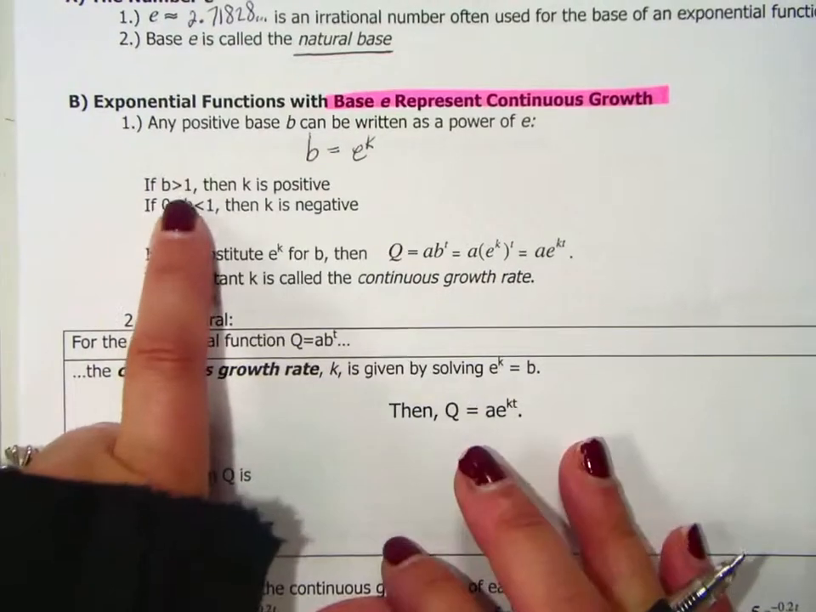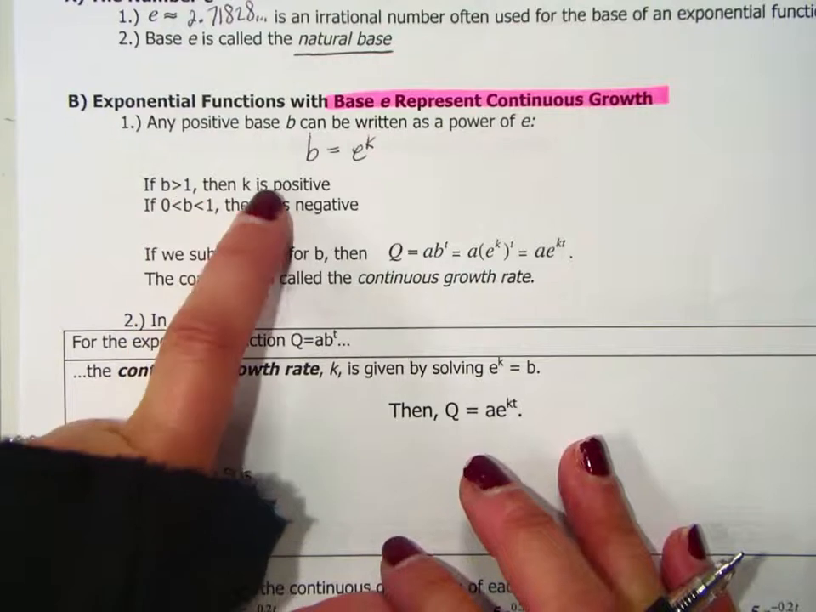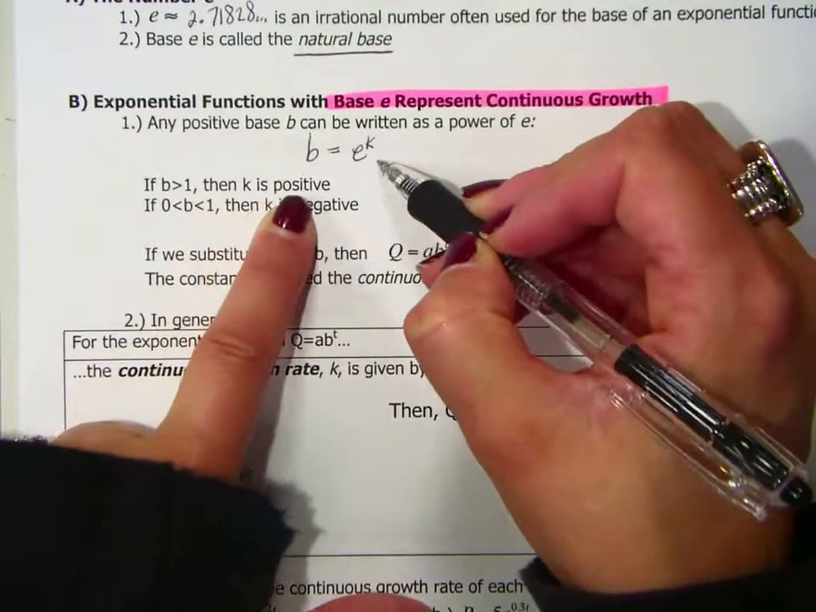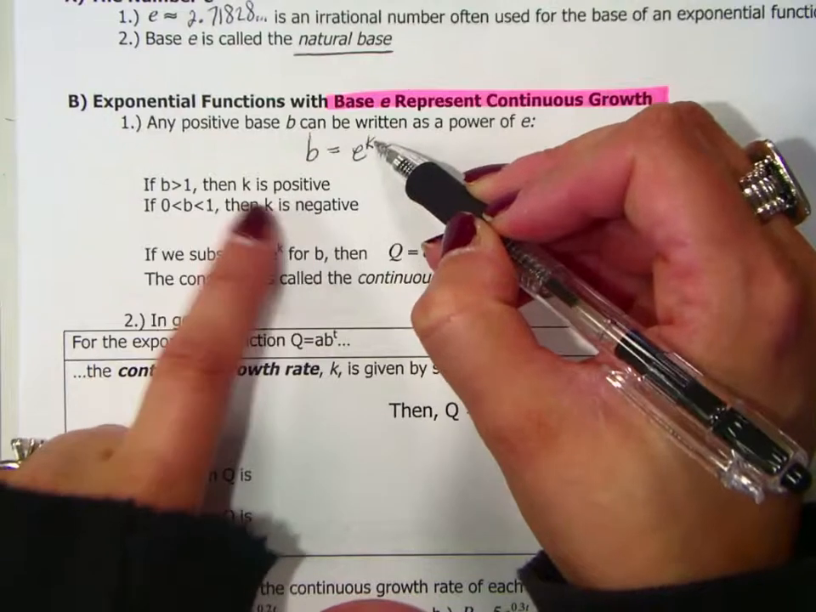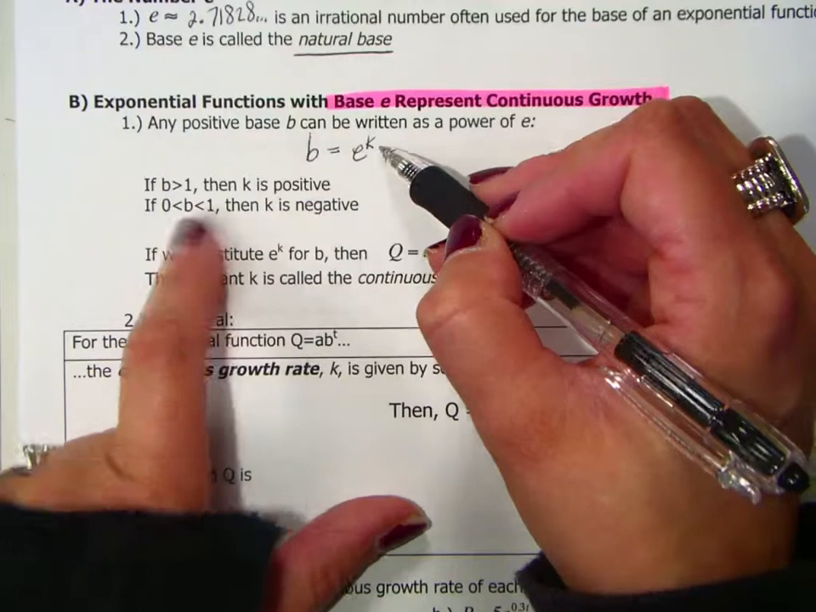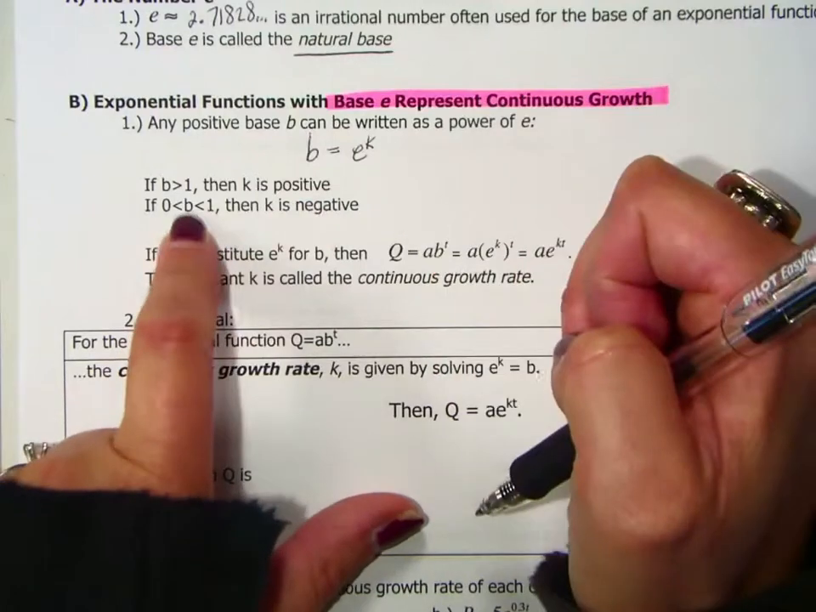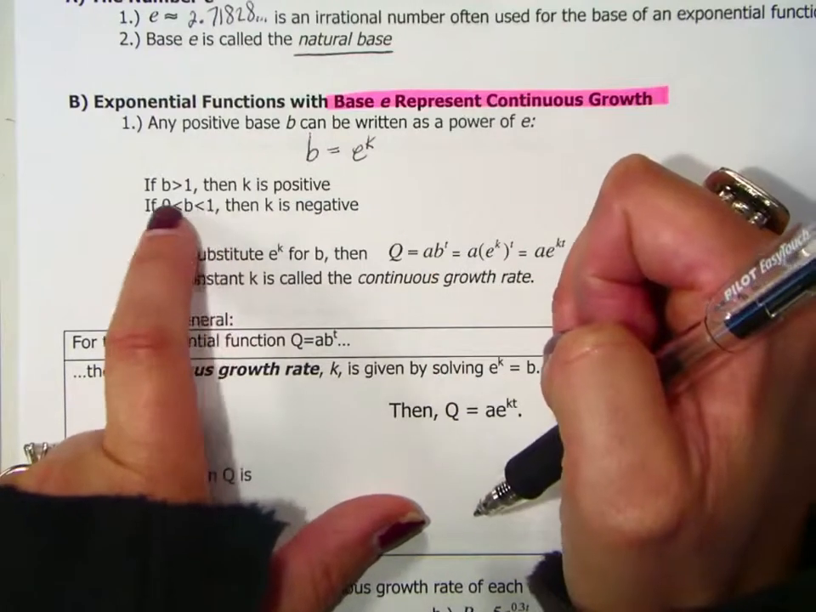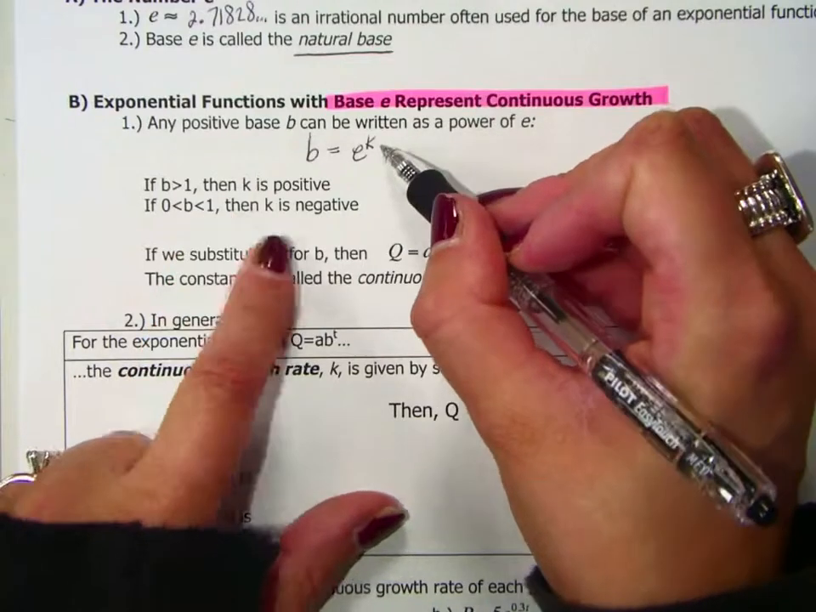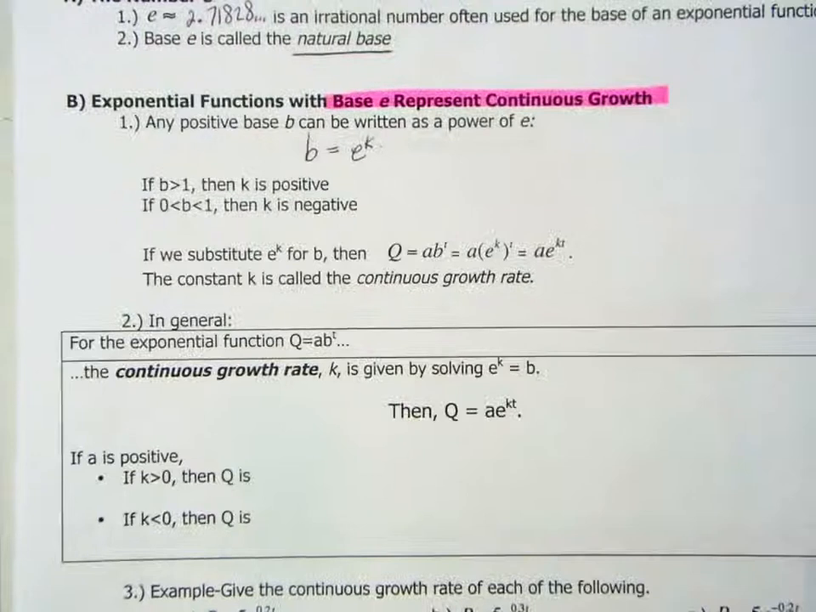If the value of your base is larger than 1, then this exponent k is positive, meaning if k is positive, then we have exponential growth. If we have exponential decay, where b is between 0 and 1, then the value of k is negative. And we'll look at some examples of this in just a moment.